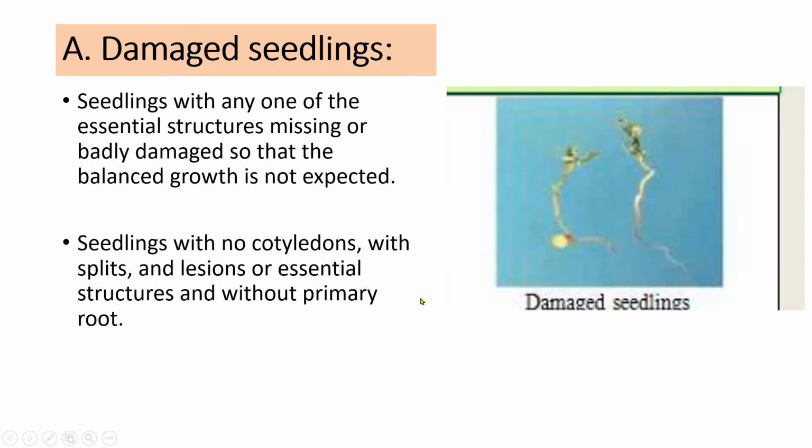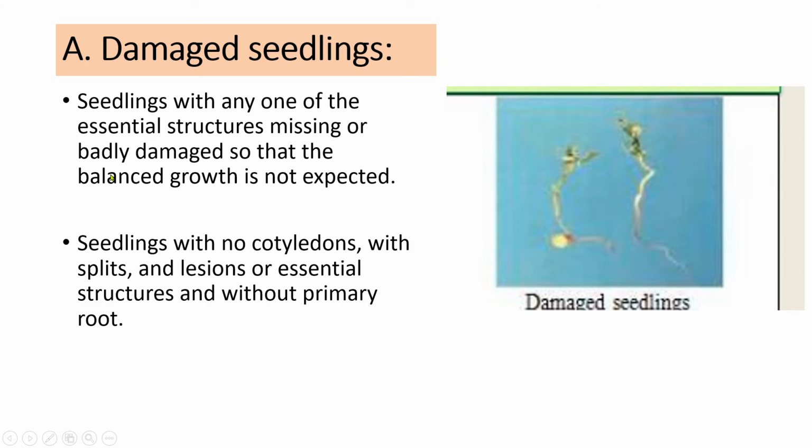Coming to the damaged seedlings part of abnormal seedlings, what is this? Seedlings with any one of the essential structures missing. Maybe the whole cotyledon, or the root, or the plumule, or badly damaged seedlings, so that balanced growth is not expected in the future. An exception to this is in the case of germination in plant tissue culture. Okay, that is a different case there.